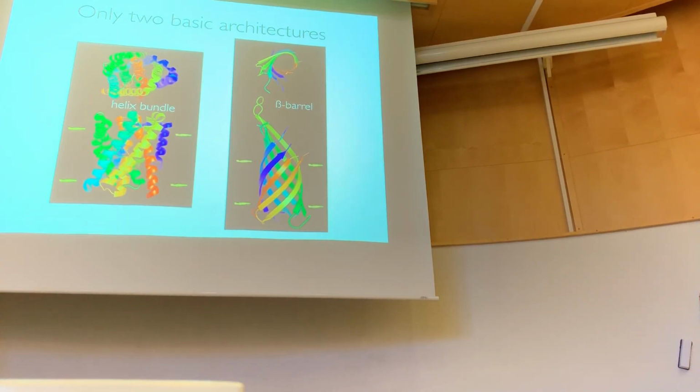The other design is what's called the beta barrel design, and here the chain is in an elongated conformation, in a beta strand conformation, and the whole thing is coiled up into a cylinder or a barrel.